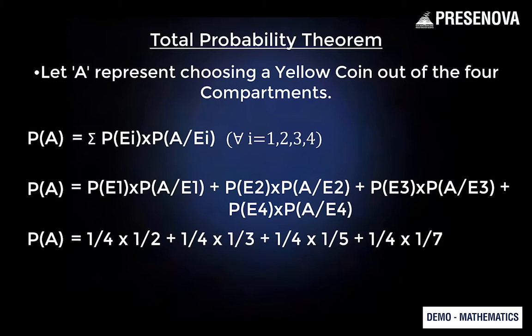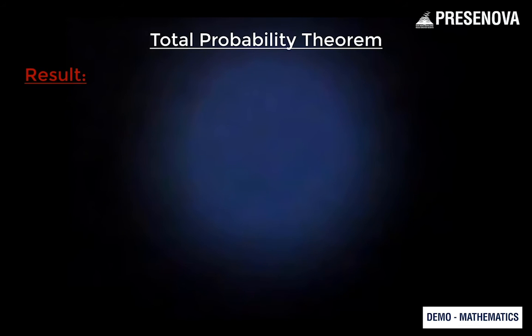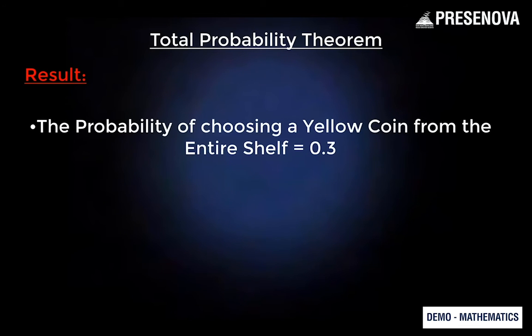By simplifying further, we arrive at the answer 247 by 840, which is approximately equal to 0.3. And hence, that is our solution. Result: the probability of choosing a yellow coin from the entire shelf is equal to 0.3 or 247 by 840.